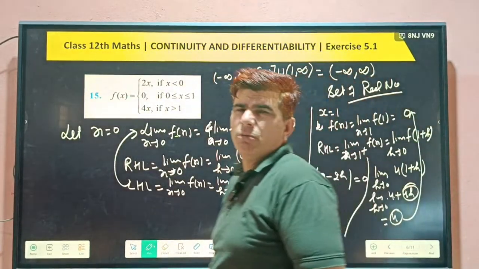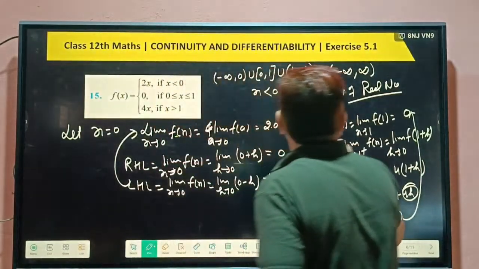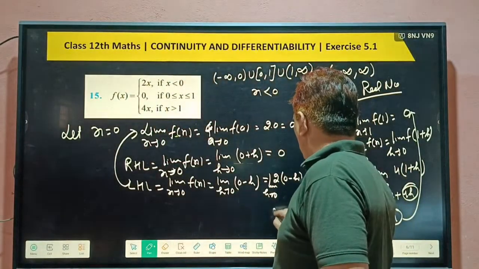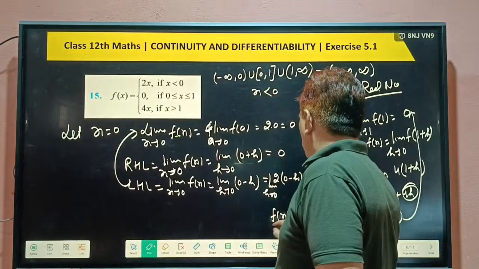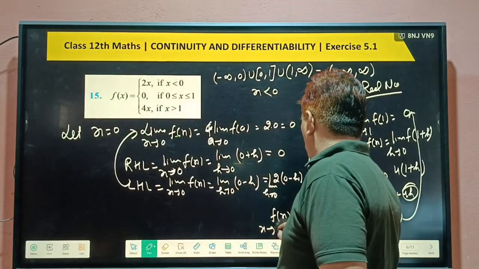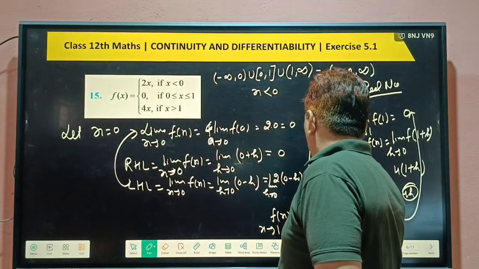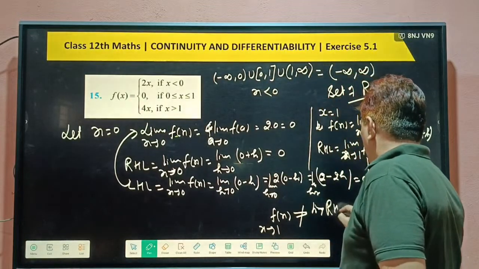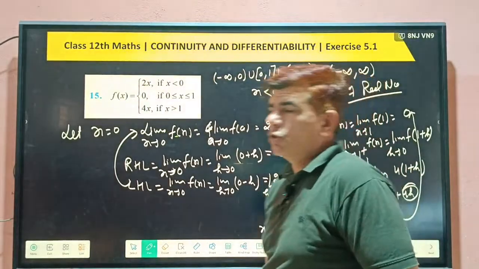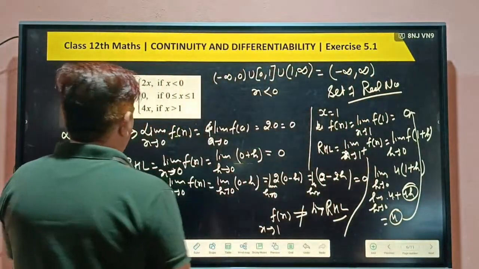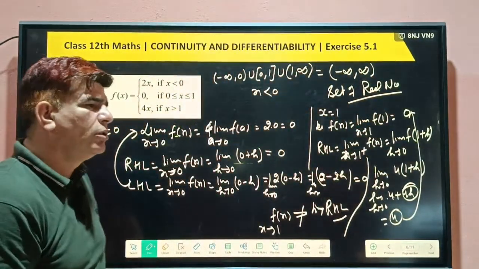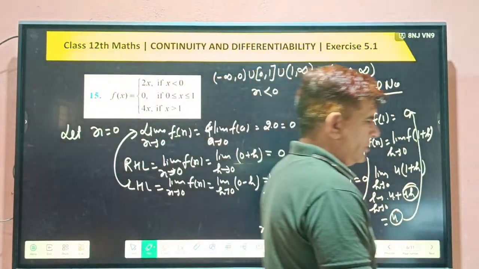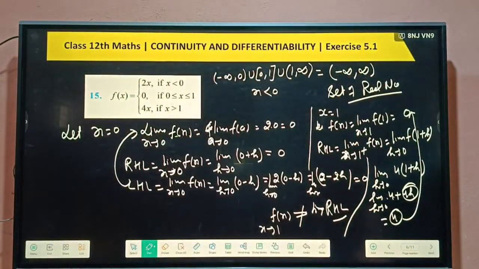Again, both are not equal. So here what can we say? f of x at x tends to 1 is not equal to the limit RHL. It means that this function is not continuous at x equal to 0 and x equal to 1. So I think you understood or not understood?